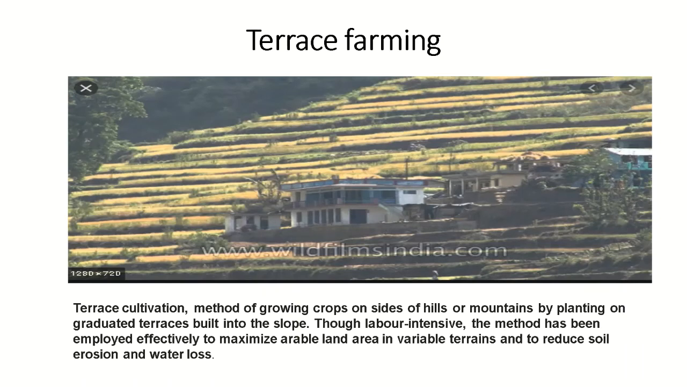Next is terrace farming. Terrace cultivation is a method of growing crops on the sides of hills or mountains by planting on graduated terraces built into the slope. Though labor intensive, the farming has been employed effectively on the maximum arable land area in variable terrains and to reduce soil erosion and water loss. So whenever the water flows on it, if it gets stopped at every step, some soil is accumulated there, it stays there, and hence soil erosion is avoided.